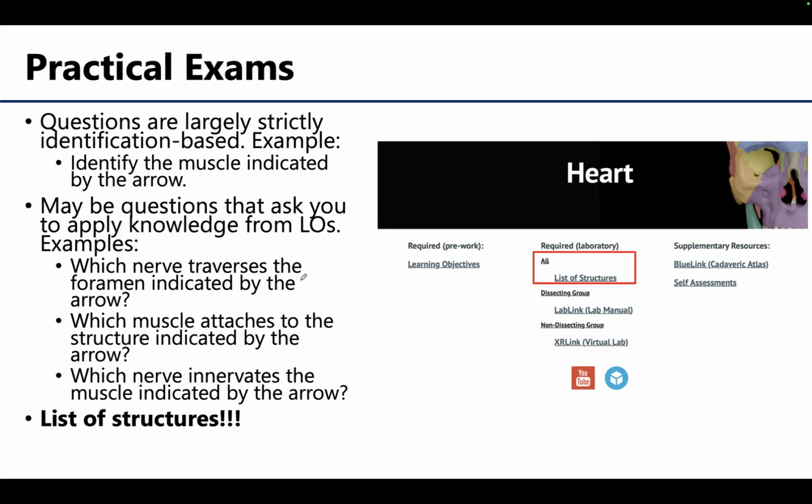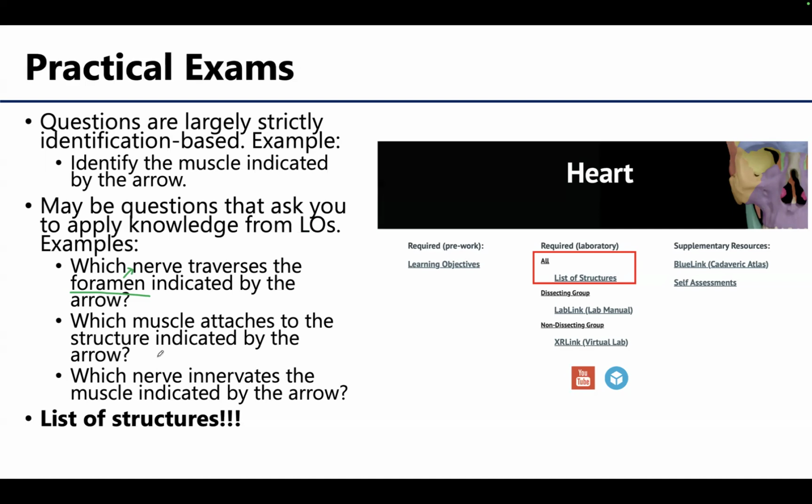So here are a few examples of the more second order type of questions. So which nerve traverses the foramen indicated by the arrow? So the arrow will be pointing at a hole, say in the skull, and you need to tell us what nerve will travel through it. And you will get that information from the labs as well as the learning objectives.